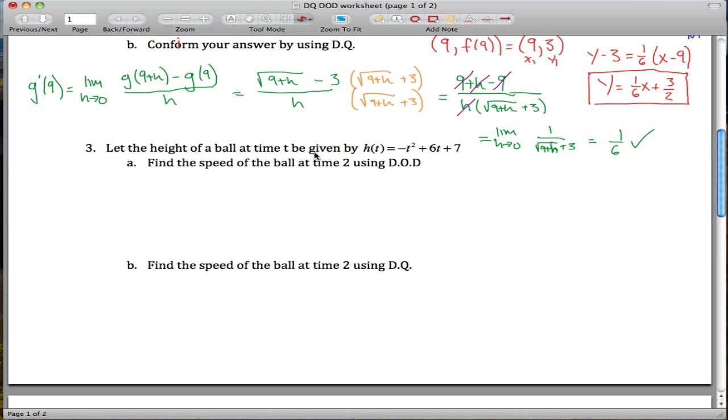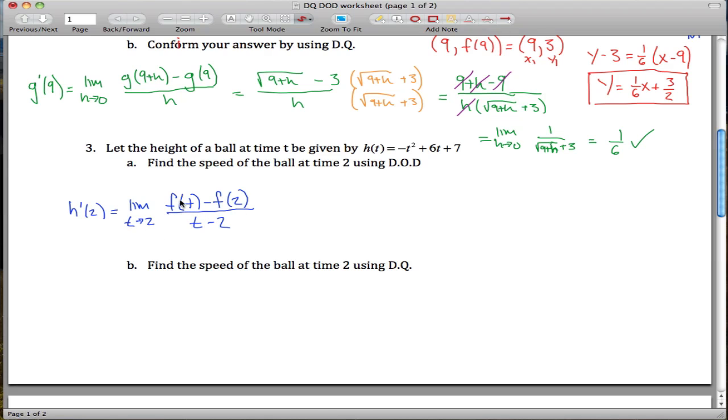So find the height of a ball. This function gives the height of the ball. Find the speed of the ball at time 2 using the definition of the derivative. What they're saying is find h prime of 2. Using the definition of the derivative, that's the limit as t approaches 2 of f of t minus f of 2 over t minus 2.